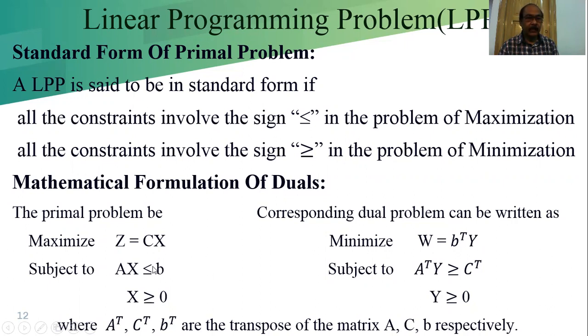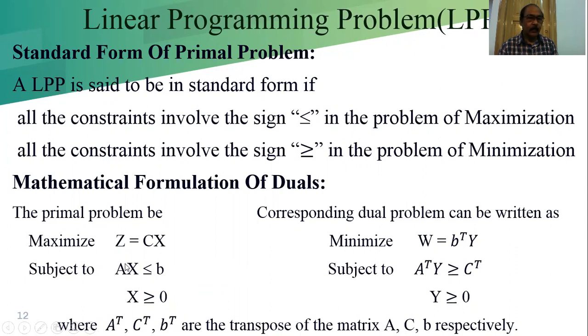As many constraints as there are, that many variables there are. B transpose means B1, B2, B3, up to Bm. That means as many constraints as there are in the primal, that many variables there are in the dual, in B transpose Y.